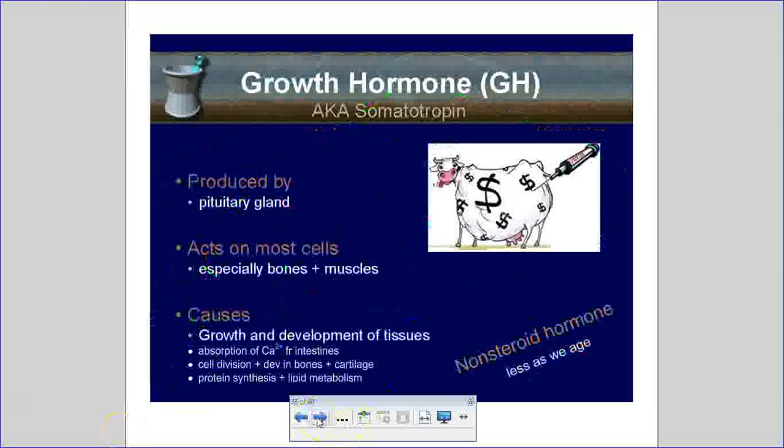Okay, so the first of the hormones from the pituitary gland that we did talk about was growth hormone, human growth hormone. Its other name is somatotropin. Again, we said it causes growth, especially in muscles and bones, growth and development of tissues. So in so doing, these are some of the other things that it causes to happen. It is a non-steroid hormone, so it has to bind to receptors on the cell membrane and cause reactions to happen inside to grow. And we produce less of it as we age.